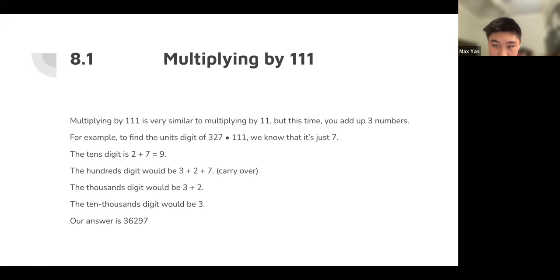Okay, now we multiply by 111. It is fairly similar to multiplying by 11, but this time you add up 3 numbers. So for example, to find the units digit of 327, we know that's just 7. The tens digit, we add 2 and 7. The hundreds digit, we add 3, 2, and 7. The thousands digit, we add 3 and 2. The 10,000s digit, we add 3. And that's our answer.